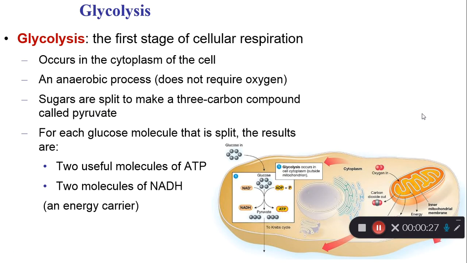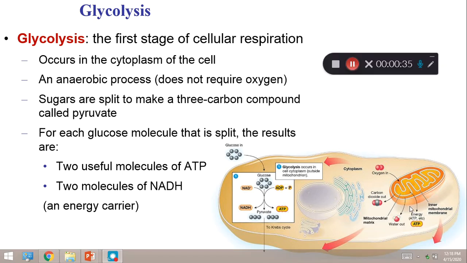All right, so glycolysis is the first stage of cellular respiration, and it occurs in the cytoplasm of the cell, so out in this jelly area out here. Remember, mitochondria you're probably most familiar with as being the powerhouse of the cell. It is the site of the last 2 steps of cellular respiration, but glycolysis does not happen in the mitochondria. Glycolysis happens outside the mitochondria.